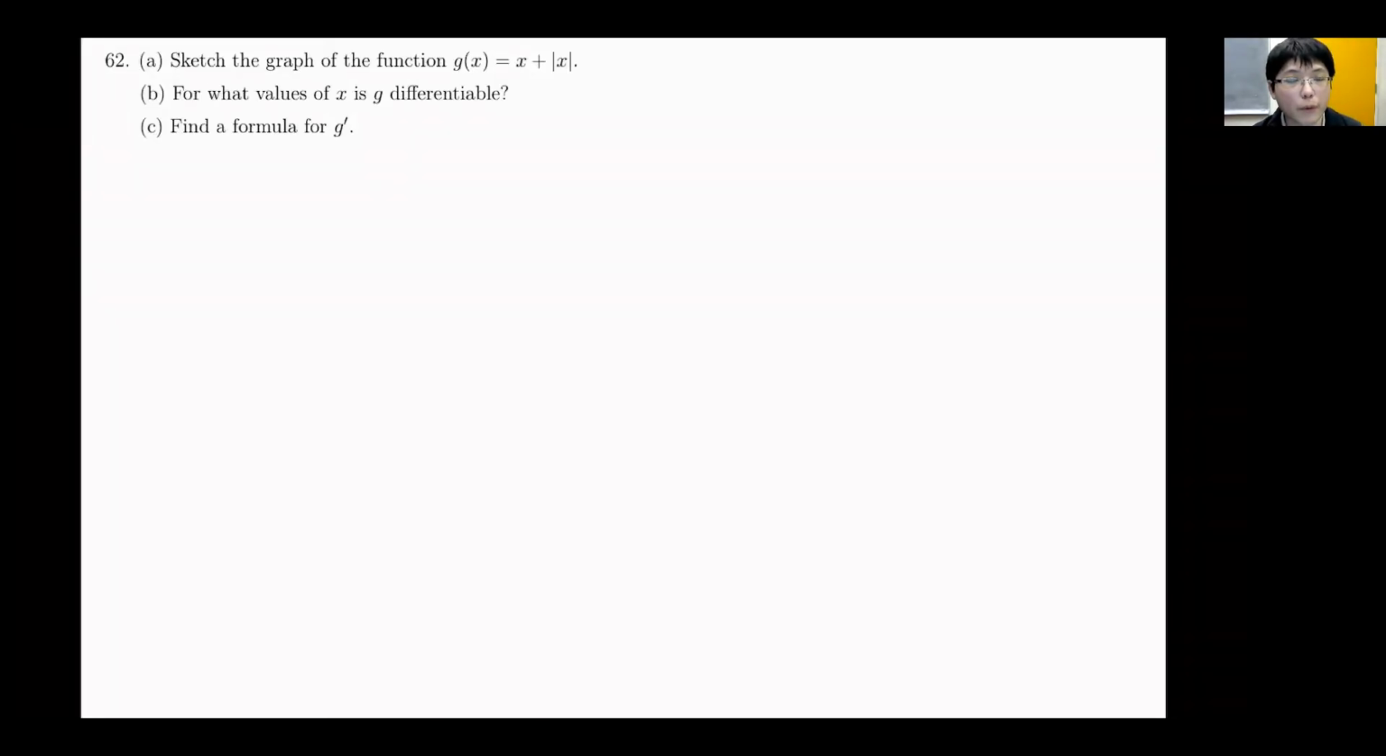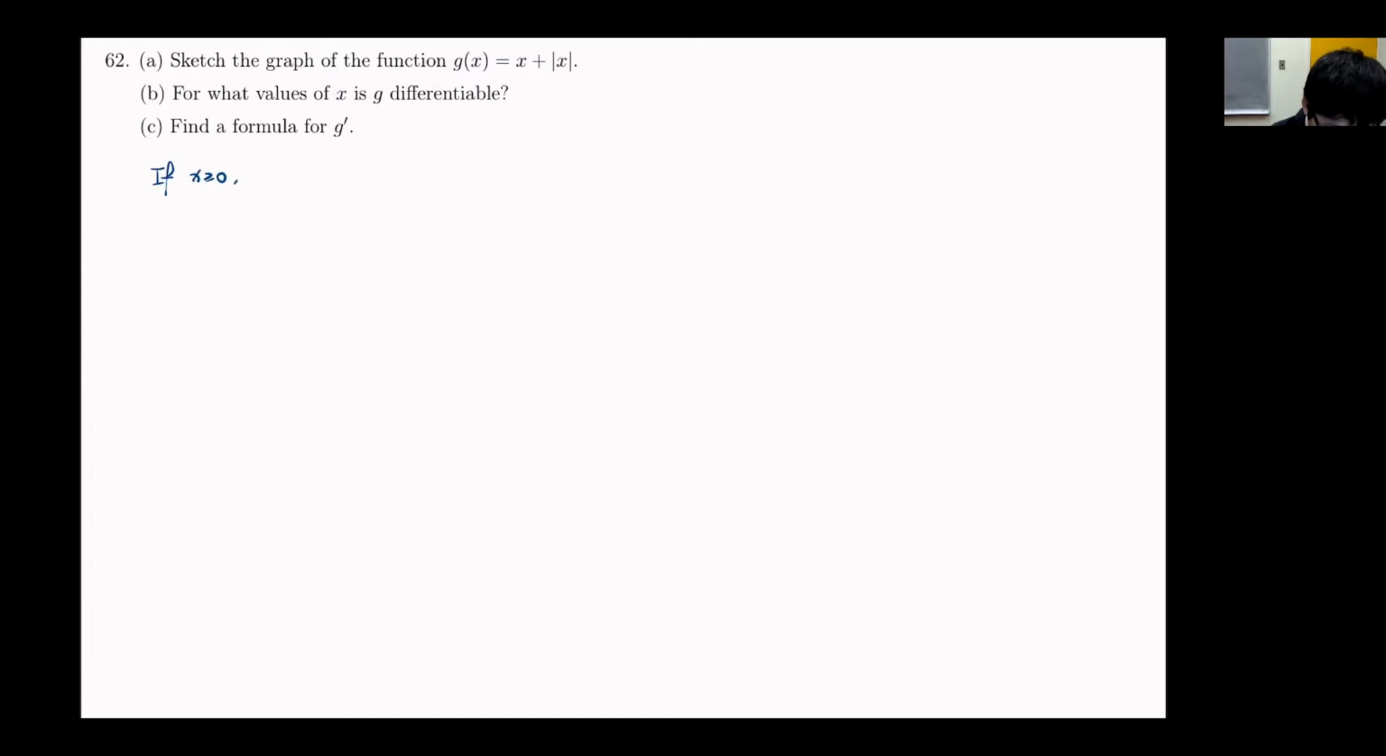Now let's look at a very similar problem, namely number 62. So we need to sketch the graph of the function g of x equals x plus absolute value of x. We need to find out the values of x where g is differentiable, and we need to find a formula for g prime. Okay, so again, how do we deal with the absolute value functions? Well, we just write it as a piecewise function.